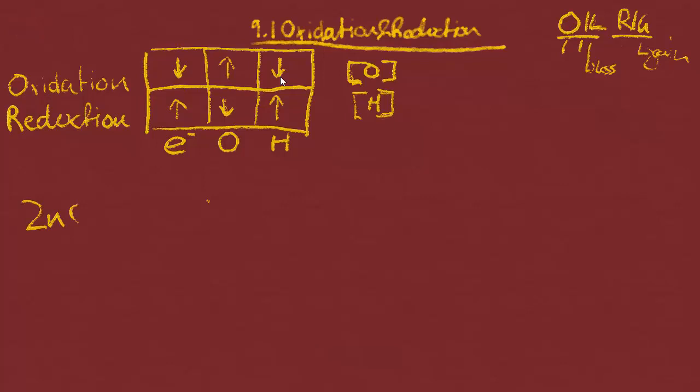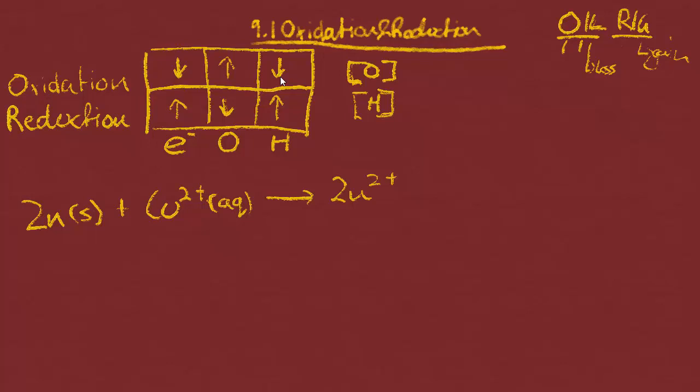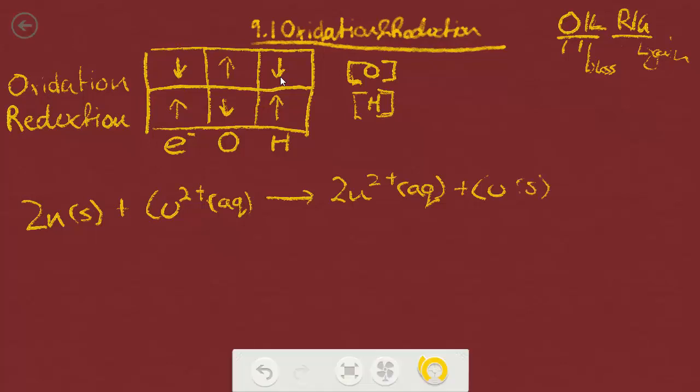So we have zinc in solid form plus Cu2+, and this is an electrolyte, so it is in aqueous form, produces Zn2+ in aqueous form plus copper in solid form. So in this case, based on the charges of each individual constituent, we can work out the changes in oxidation and whether it is indeed an oxidation and reduction reaction.